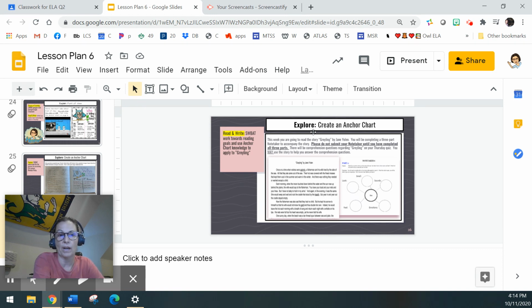So you are going to be reading a short story, Grayling by Jane Yolen, which is available in your Google Classroom right after upload an image, and I'll show you where that is in a moment. It's 2.5 pages long, and it's directly from the yellow textbook in class. After you've completed reading the story, you can still use the text, and then I want you to complete the note taker. Please do not submit the note taker until you've completed all 3 parts.